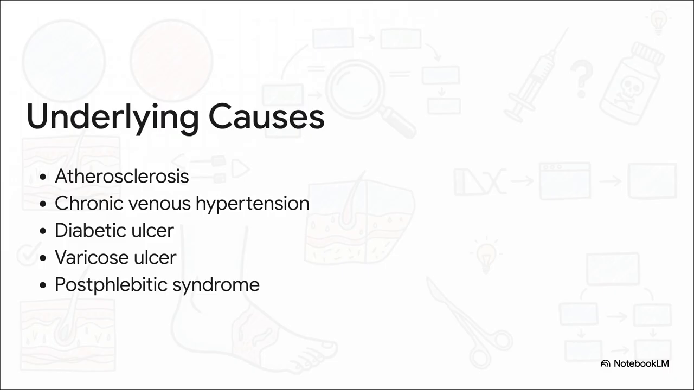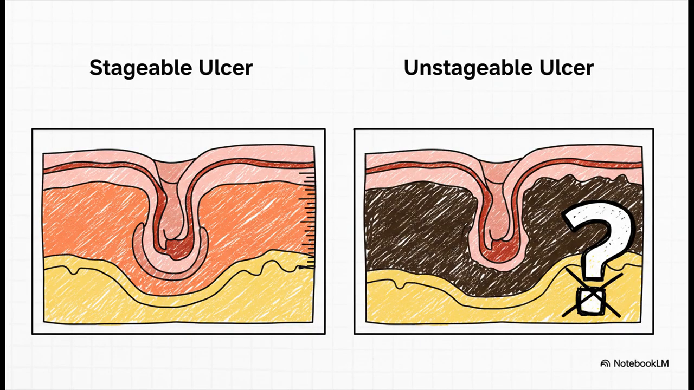See, an ulcer doesn't just show up out of nowhere. Is it there because of something like atherosclerosis? Or is it a diabetic ulcer? The code for that root cause always goes first. It's the origin story of the problem. And the level of detail is just wow.